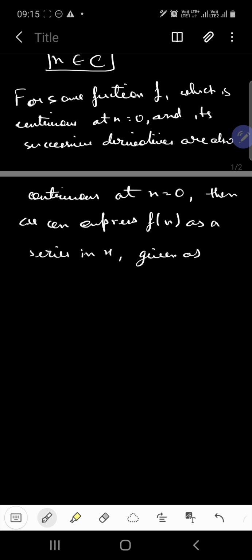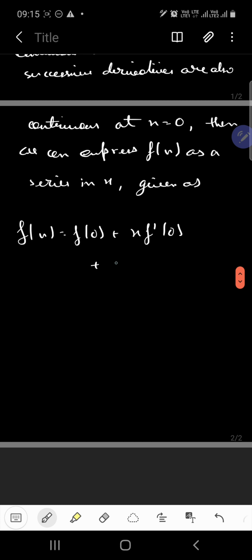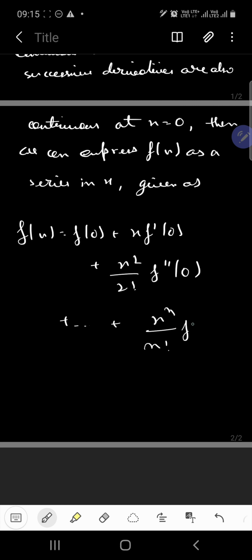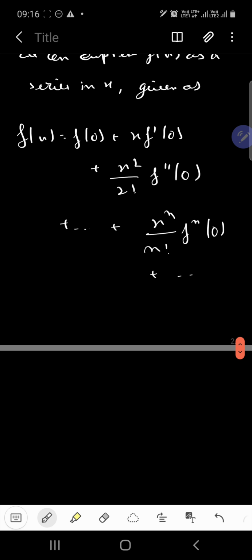we can express f(x) as a series in x, given as f(x) equals f(0) plus x times f dash 0 plus x square over 2 factorial f double dash 0, which goes on till x to the power n over n factorial f n 0 and so on. Got it, guys? This is what you have as your Maclaurin series.